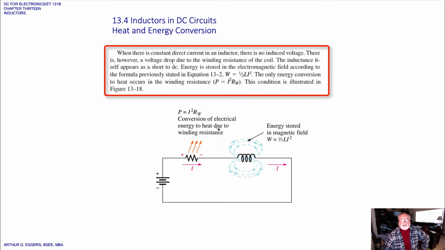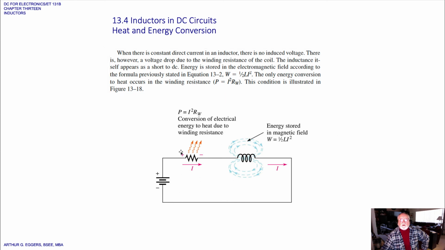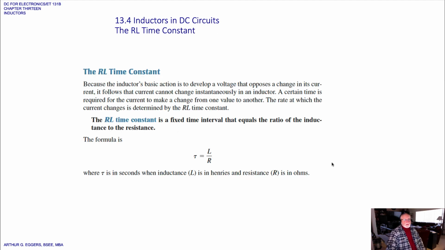This condition is illustrated in this little diagram here. We can see as the fields start to collapse and the current stops flowing, we end up with dissipation greatly in the resistance in the winding and energy stored in the inductor itself. So what we need to do next is look at something called the time constant, in this case for an RL circuit. We've seen it for the RC circuit in the previous videos, so now it's time to take a look at how we handle the time constant for an RL circuit.